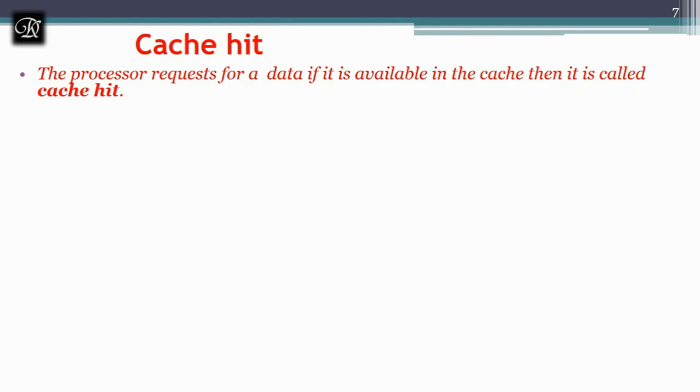Similarly, there are cases for the RAM too. If it is available in the RAM, we call it a RAM hit. If it is not available in the main memory and has to be loaded from the secondary memory to main memory, we call it a page fault, because we have to load a page over there. But we will not be discussing the communication between RAM and secondary memory.